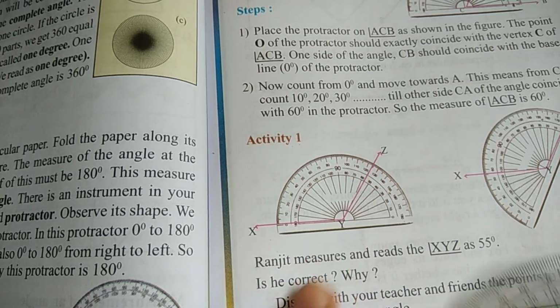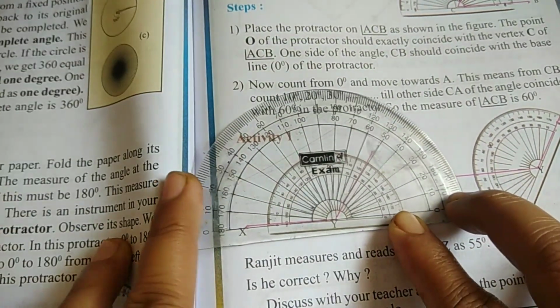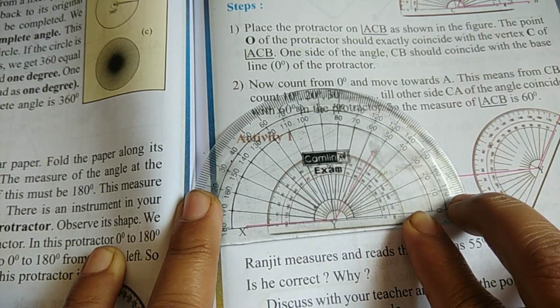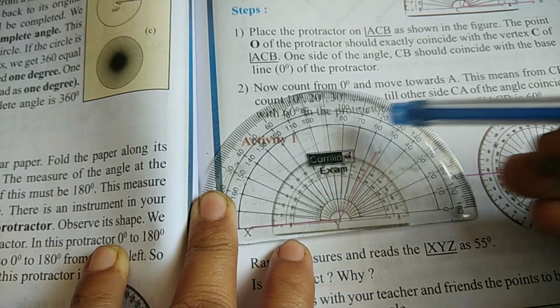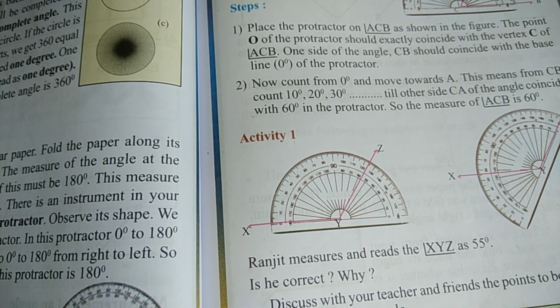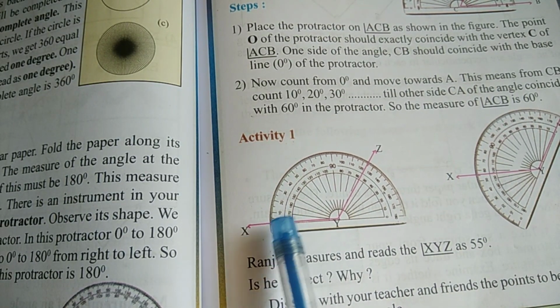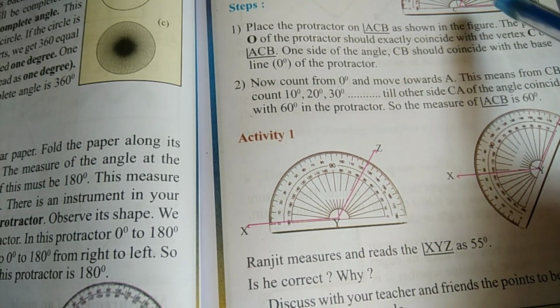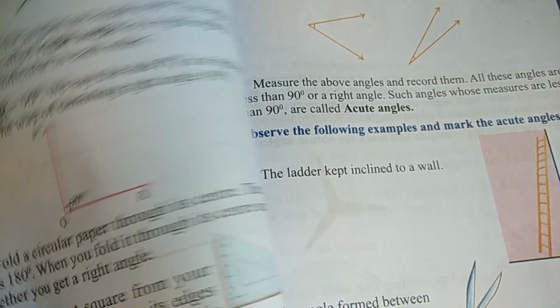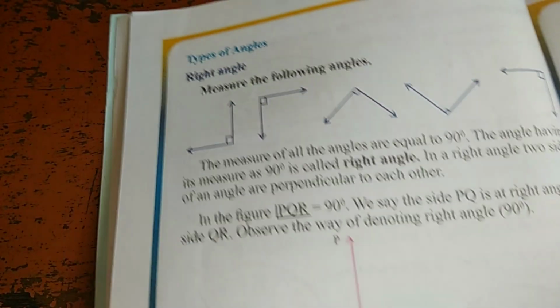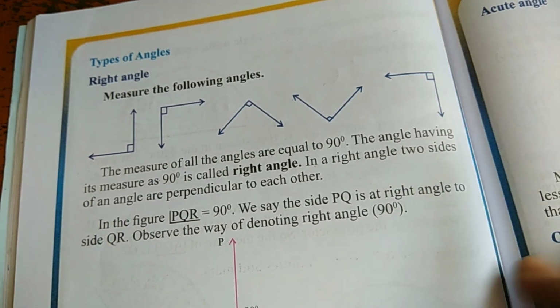Okay, next, you see here they have taken the vertex. You tell me, this is 55. See, 55 degree. Here we measure on the inner semicircle, not the outer semicircle. Here I measure the inner semicircle. Okay, got it? Yes.